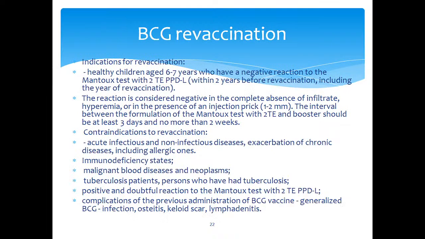What about BCG revaccination? Indication for vaccination: healthy children aged 6-7 years who have a negative reaction to the Mantoux test. Please remember, we check two years before vaccination, including the year of vaccination. That means if you want to vaccinate a child of 7 years old, you must see his Mantoux test this year when he is 7 years old and when he was 6 years old.